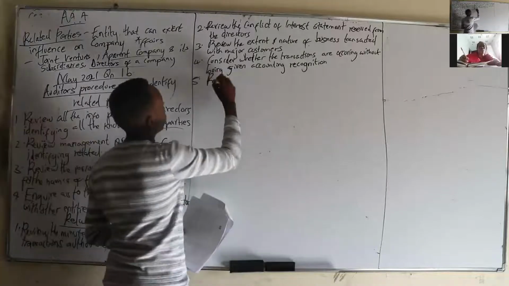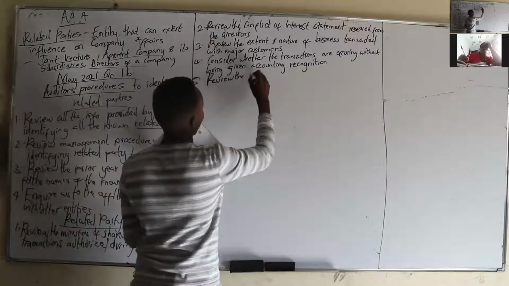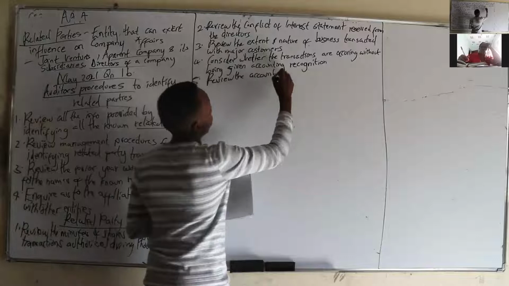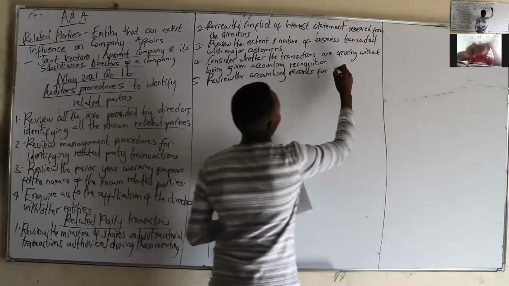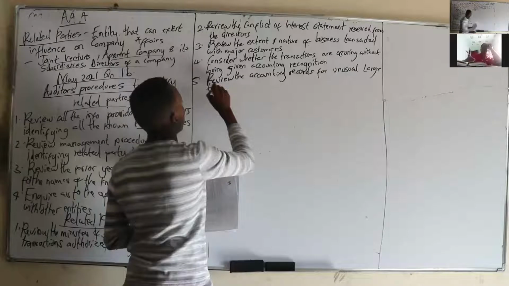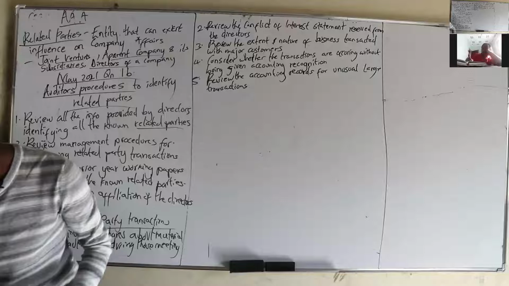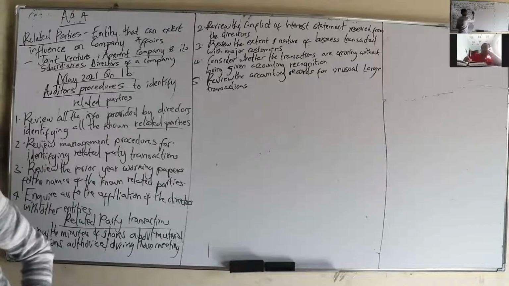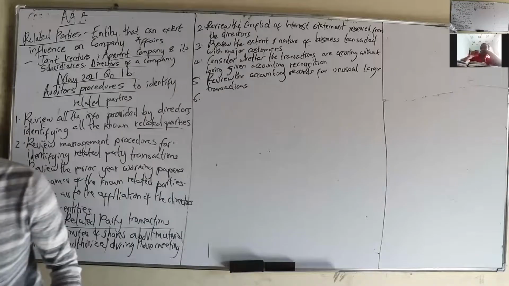Review the accounting records for unusual large transactions. So that is what you're saying. These are some of the procedures that you will use in evaluating these transactions.